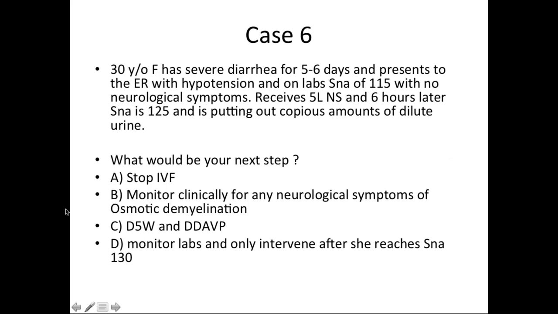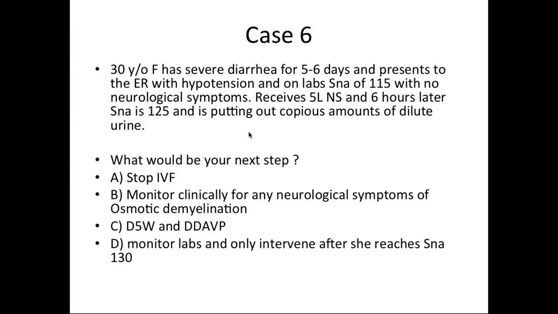So coming to the next case, this is a 30-year-old female who has severe diarrhea for 5 to 6 days and presents to the emergency with hypotension. On initial labs, her serum sodium is 115 without any neurological symptoms. She receives 5 liters and 6 hours later when her serum sodium is rechecked, she has a serum sodium of 125 and she is now putting out copious amount of dilute urine. So what would be your next step?